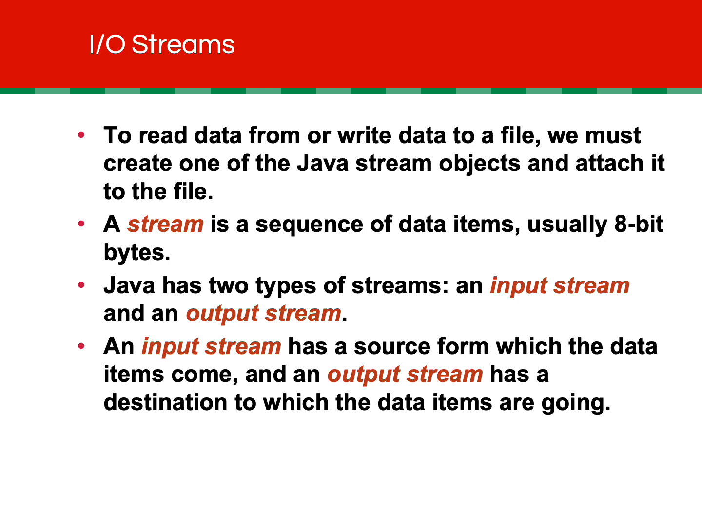Input-output streams. To read data from or write data to a file, we must create one of the Java stream objects and attach it to the file. A stream is a sequence of data items, usually 8-bit bytes. Java has two types of streams, an input stream and an output stream. An input stream has a source from which the data items come, and an output stream has a destination to which the data items are going. So that means that output stream is to write and input stream is to read.